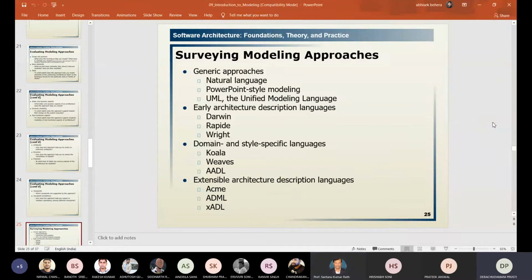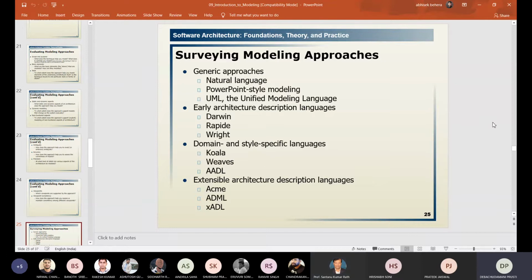So these are the modeling approaches. First, some generic approaches, some early architecture description languages, some domain and style specific languages, and then the extensible architecture description languages. First, the generic languages: natural languages, PowerPoint style modeling, or the Unified Modeling Language, commonly UML. Then in the architecture description languages, we have three things: Darwin, Rapide, and Wright. These are very important things. We will cover them one by one.